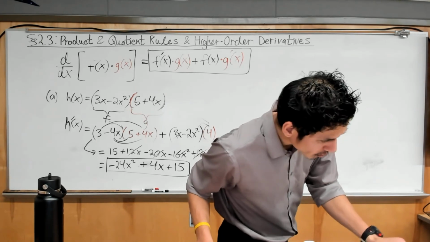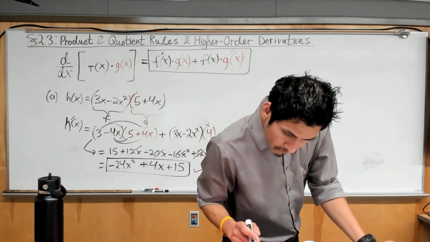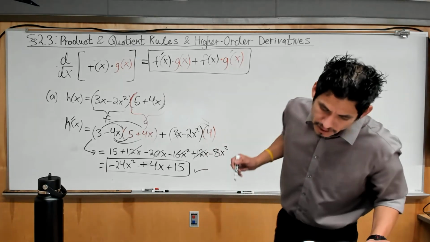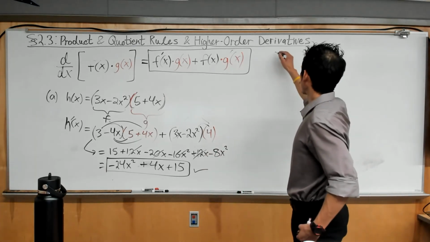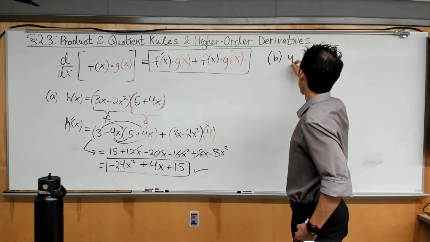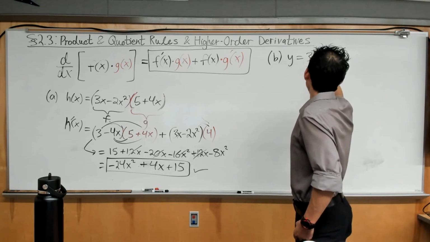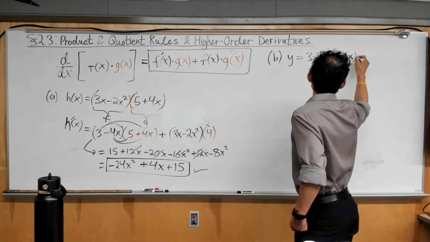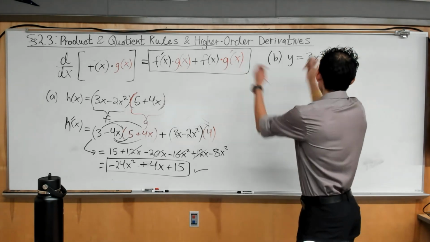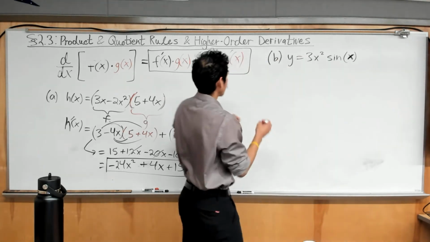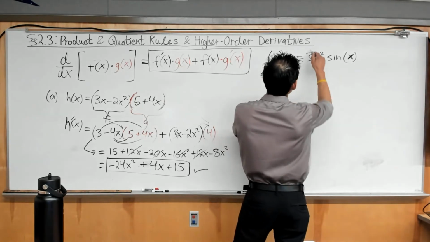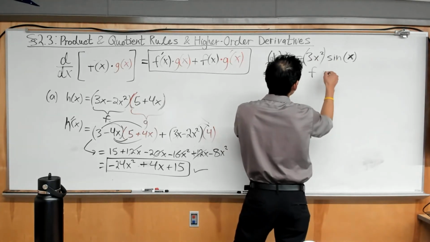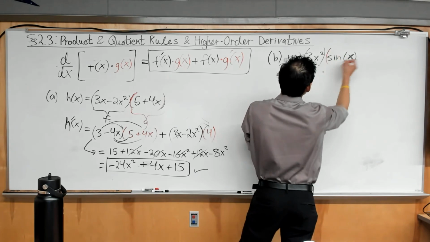Let's go to 3x squared times the sine of x. So for b, we have 3x squared times the sine of x. And again, use parentheses as much as you can. They'll be your best friends. All right. So we have our f of x here. That's our f. We got our g here.